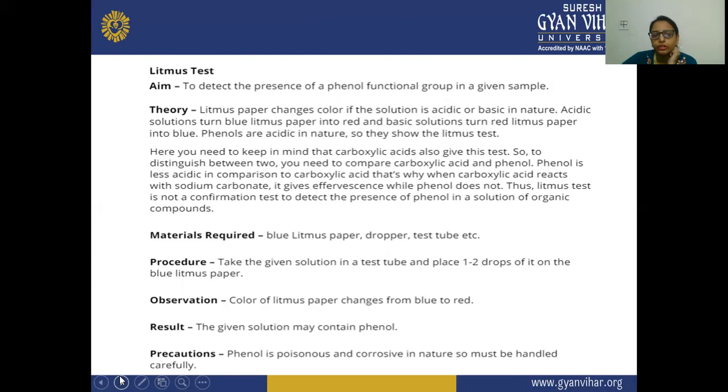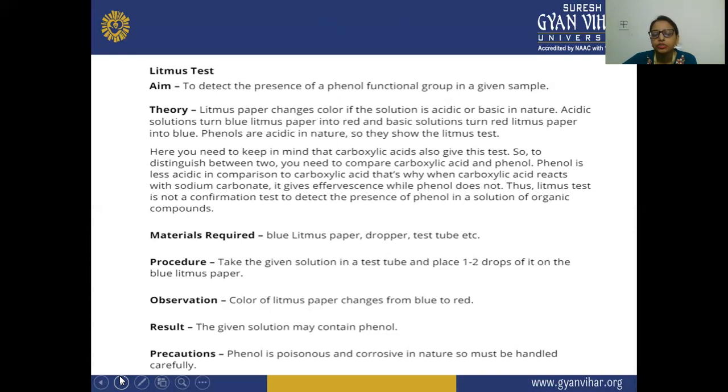Next is the theory. Litmus paper is paper which changes color if the solution is acidic or basic in nature. If the solution is acidic, the paper will turn red. If it is basic, it will turn blue. And if it is neutral like water, it will remain unchanged. So an acidic solution turns blue litmus paper red.